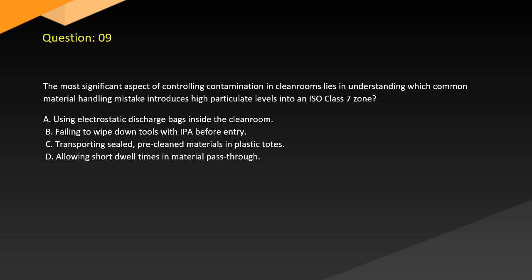Question 9. The most significant aspect of controlling contamination in cleanrooms lies in understanding which common material handling mistake introduces high particulate levels into an ISO Class 7 zone. A. Using electrostatic discharge bags inside the cleanroom. B. Failing to wipe down tools with IPA before entry. C. Transporting sealed, pre-cleaned materials in plastic totes. D. Allowing short dwell times in material pass-through.